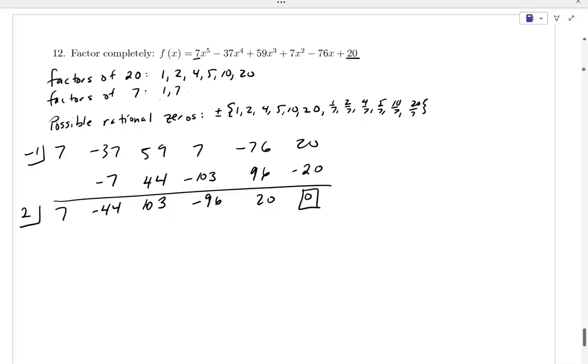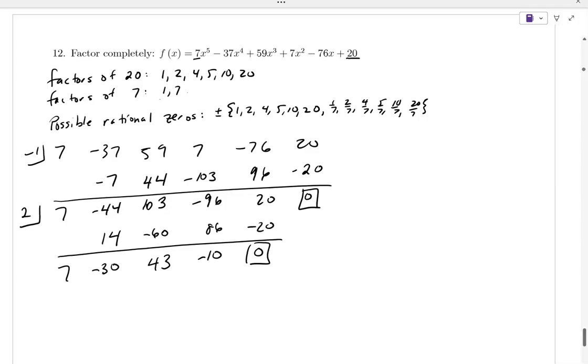We said another 0 was 2. Bring down the 7, multiply by 2, add to get -30, multiply to get -60, add to get 43, multiply to get 86, add to get the -10, multiply to get -20, and get 0.